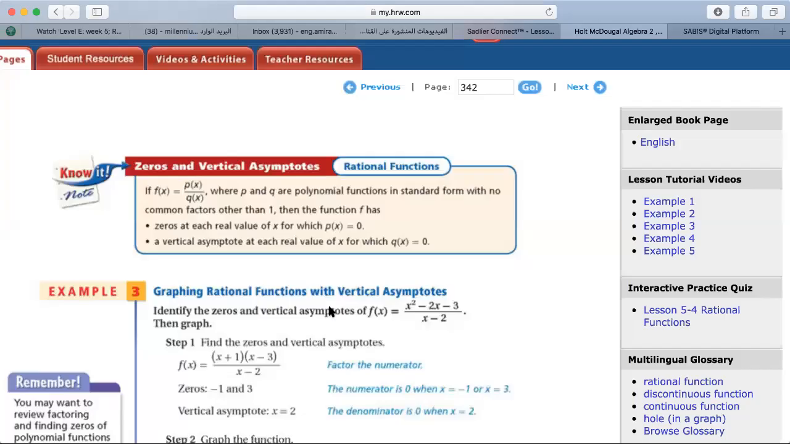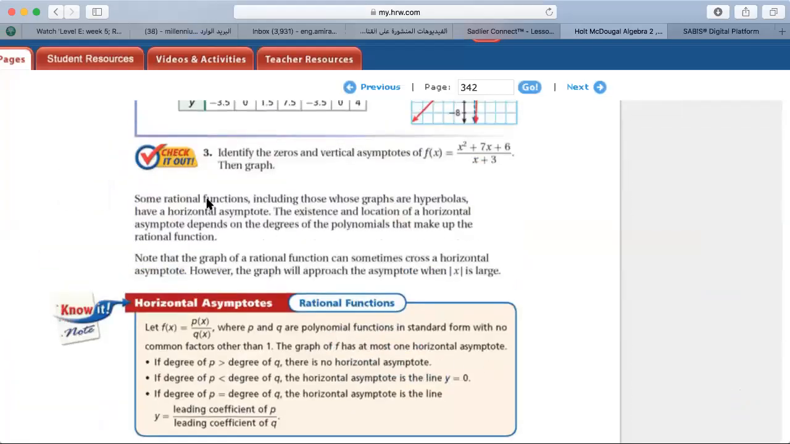Okay, girls, back to our book. We have some rational functions, including those whose graphs are hyperbolas, have a horizontal asymptote. The existence and location of a horizontal asymptote depends on the degrees of the polynomials that make up the rational function. Note that the graph of a rational function can sometimes cross a horizontal asymptote. However, the graph will approach the asymptote when the absolute value of x is large.